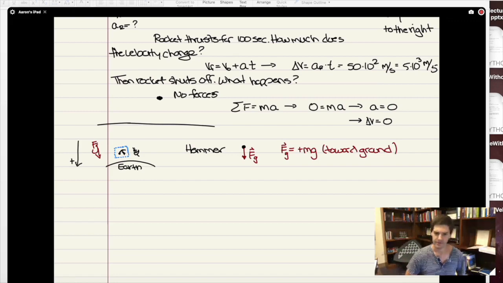I'm not going to bother with vectors because, if you look at this, you can see that it's a one-dimensional problem. There's only forces in one dimension. Particularly, there's only one force in this dimension.